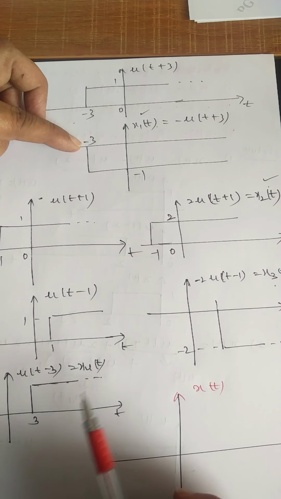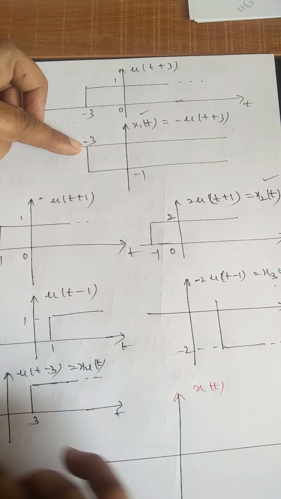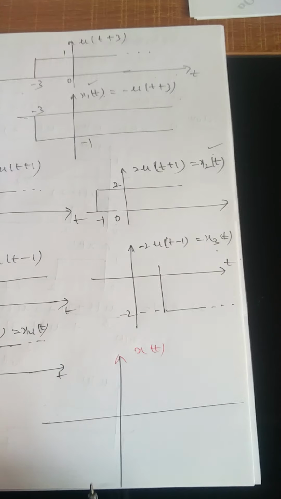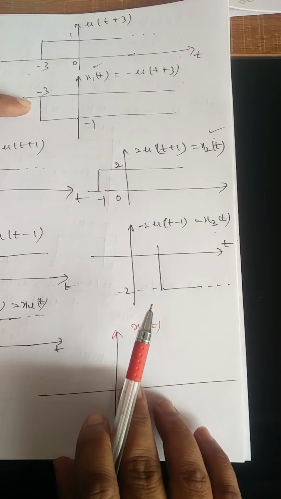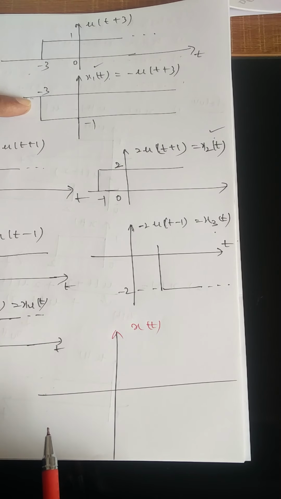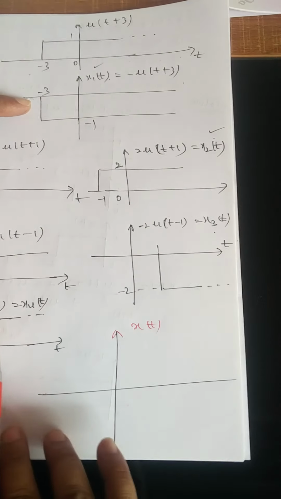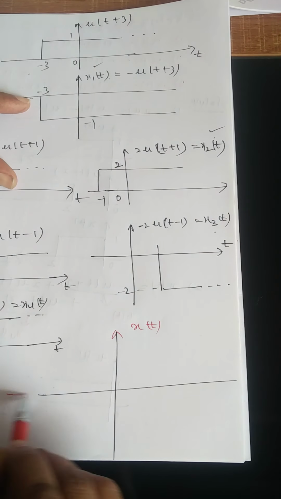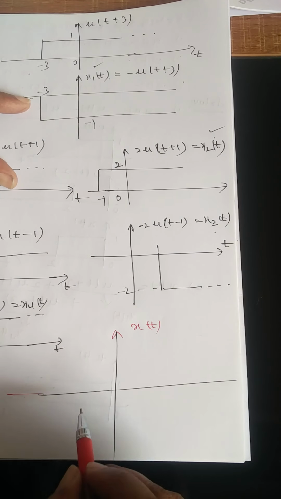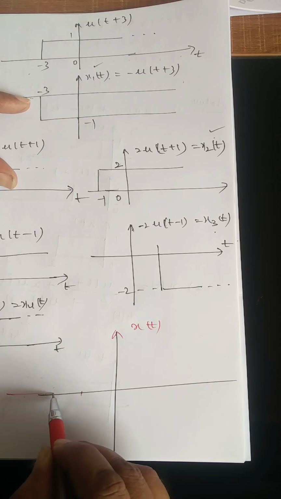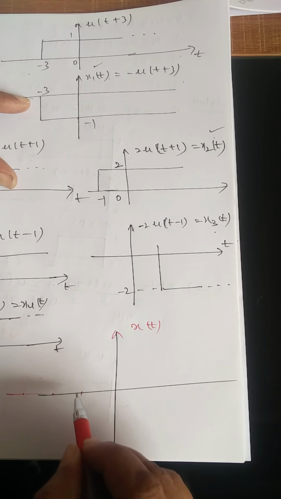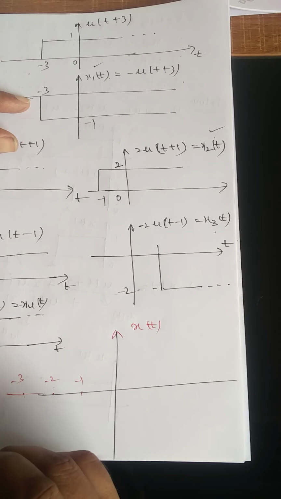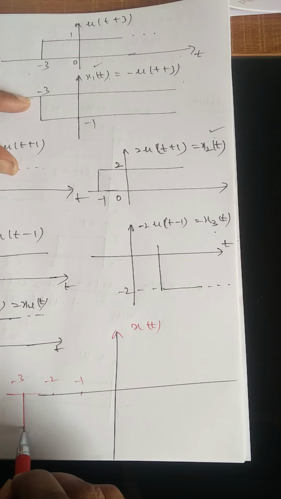Now, let us see. For t less than minus 3, we don't have any signals here. Now, what I should do here is start from minus 3. From minus 3 to minus 1, we don't have the other three signals. That means only this signal is existing. Its value is minus 1. We'll mark it here: minus 1, minus 2 and minus 3. From minus 3 to minus 1, we have only this signal.